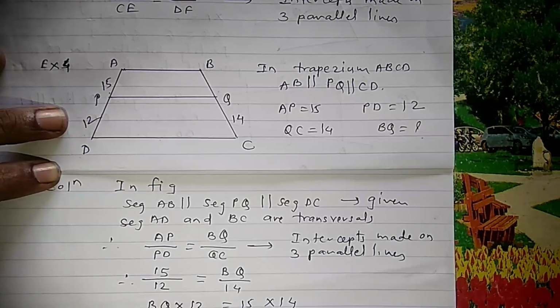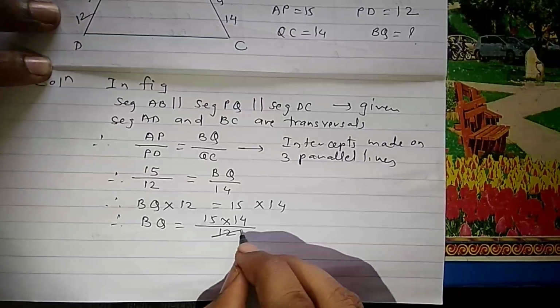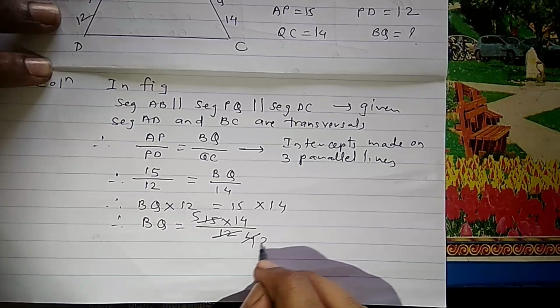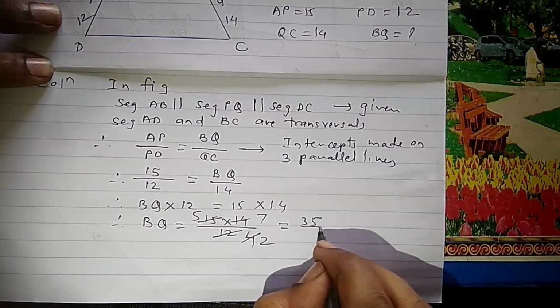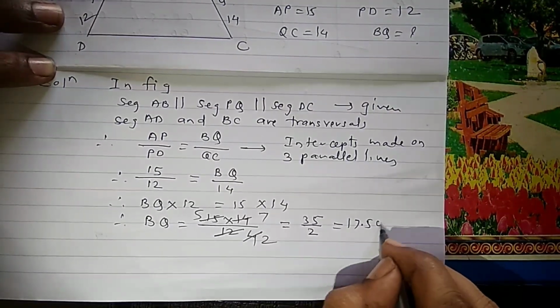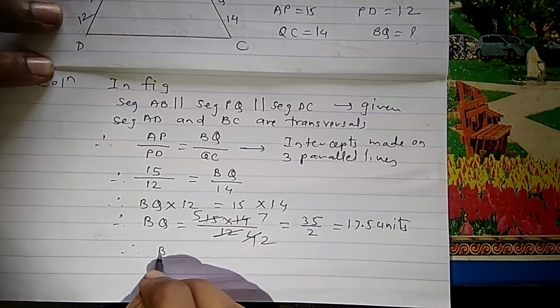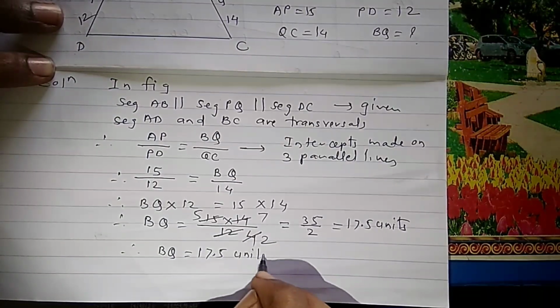So what will I get? BQ is equal to 15 into 14 upon 12. 3 fours are, 3 fives are, 2 twos are, 2 sevens are. So I will get 35 upon 2, that is 17.5. Units are not given, so I will write only units. The final answer is BQ is equal to 17.5 units.